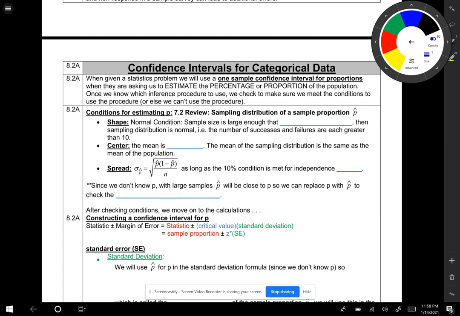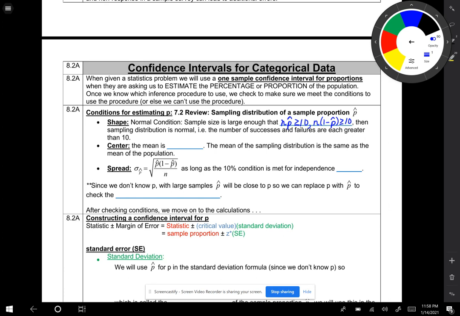So, conditions for estimating. This was from section 7.2 and deals with the sampling distribution of a sample proportion, p hat. The shape, so the normal condition. The sample size is large enough so that, but here's the thing, since we don't know what p is, the parameter, we can replace p with p hat. So n times p hat is greater than or equal to 10 and n times 1 minus p hat is greater than or equal to 10. So the number of successes and failures are each greater than 10.